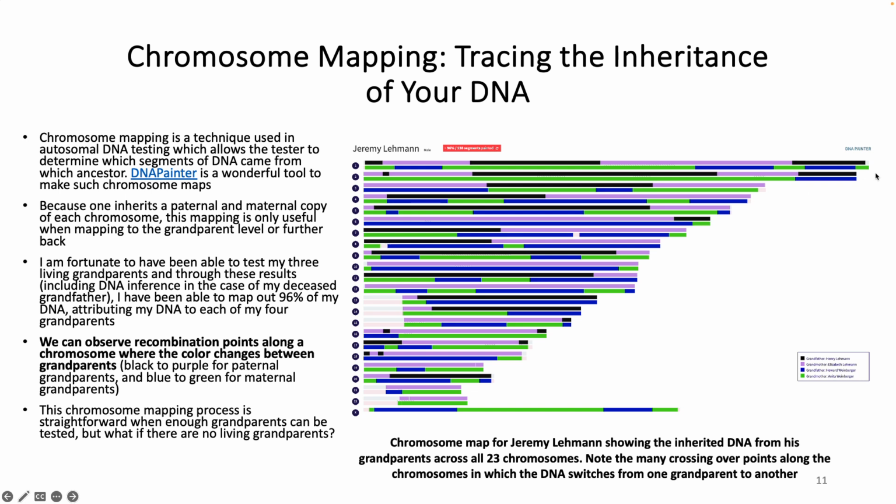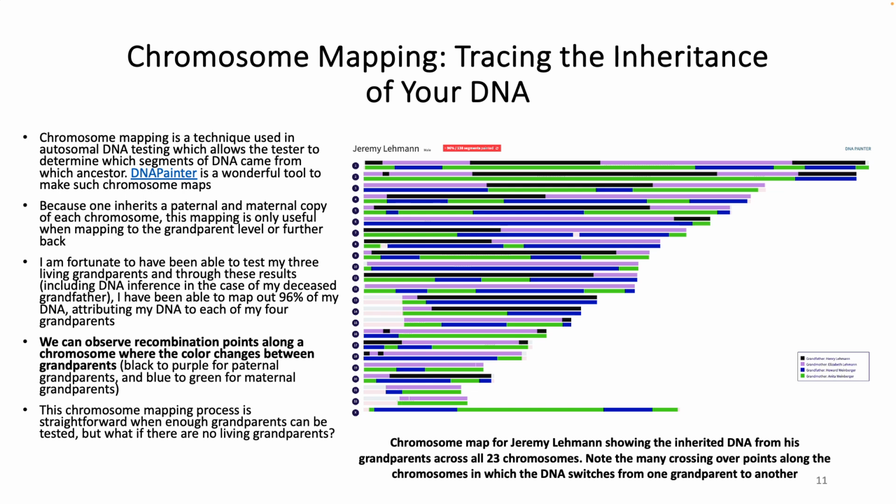We have to go back one step further to the grandparent level to see the segments of DNA inherited from each grandparent and to see those inheritance patterns, because they will vary across different children because of the randomness of recombinant chromosomes. Now, if you're like me and you're very fortunate to have some living grandparents, it can be pretty easy to map out your chromosome map to the grandparent level.